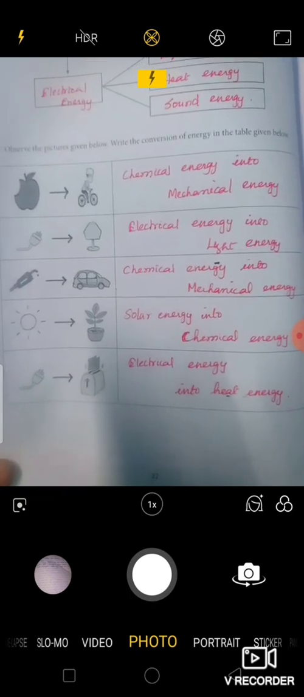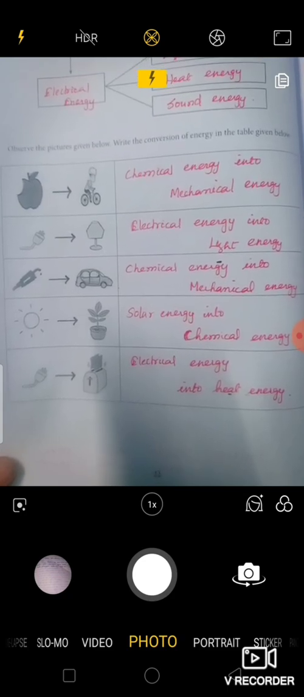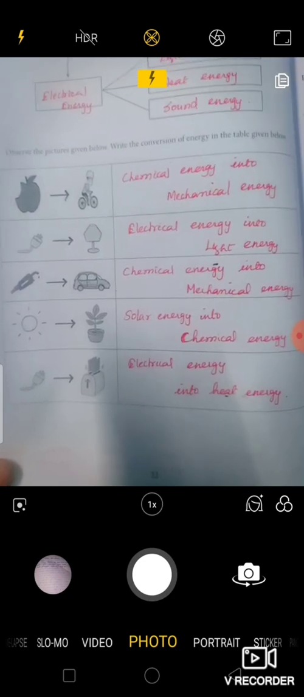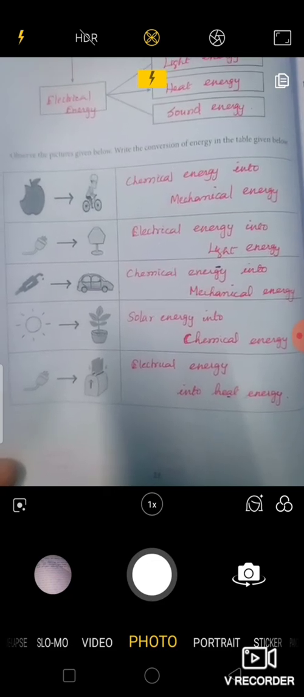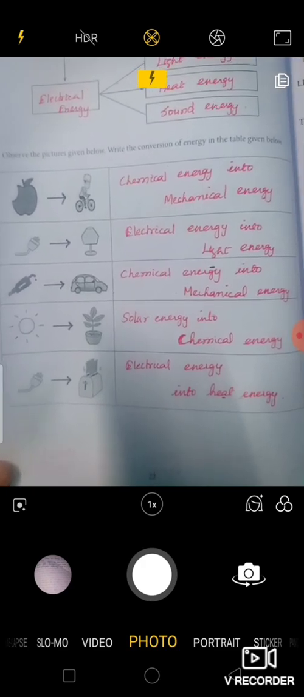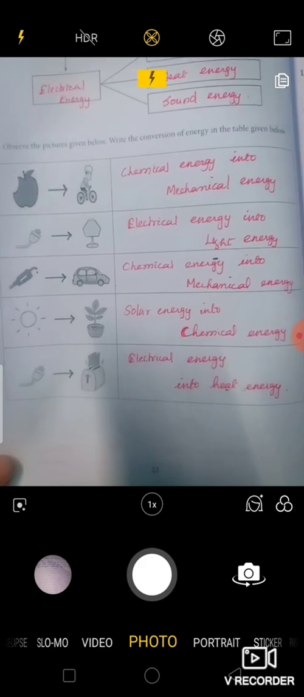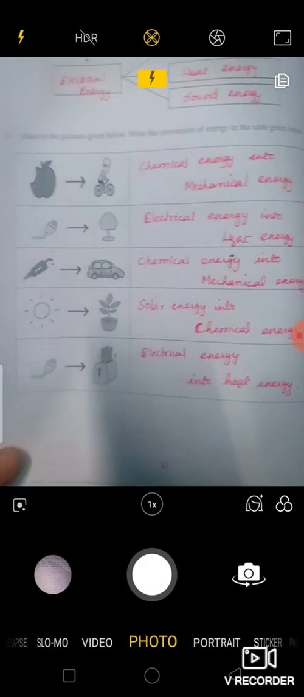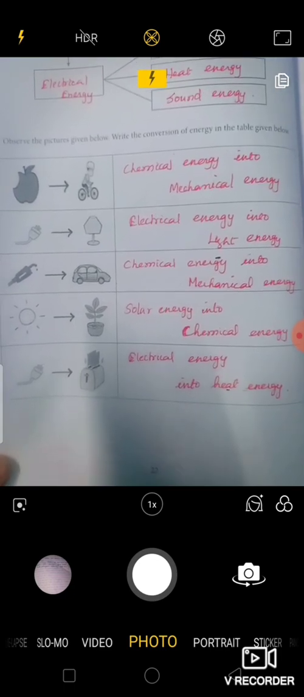Second picture, electrical energy is converted into light energy. Third one, chemical energy. They have shown fuel. So any fuel will contain chemical energy. So the chemical energy is converted into mechanical energy. Sun, that is solar energy, is converted into chemical energy. Photosynthesis is a chemical process that happens in a plant. Electrical energy is converted into heat energy in the fifth diagram.